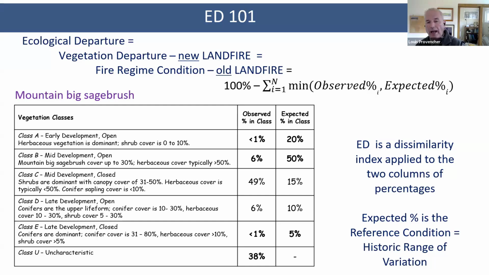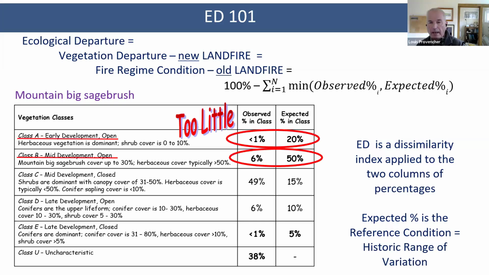And then there's the U class, which is this hodgepodge of classes where none of them are equal to one another. This model specifically has 20 uncharacteristic classes. So there are 5 reference classes, and there are at least 20 uncharacteristic classes. And they all add up to 38%.